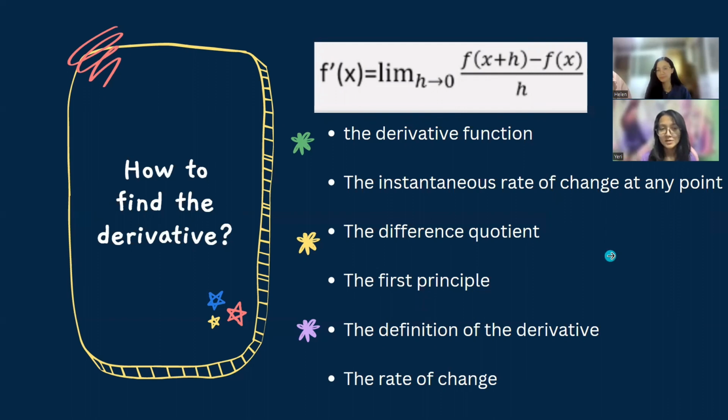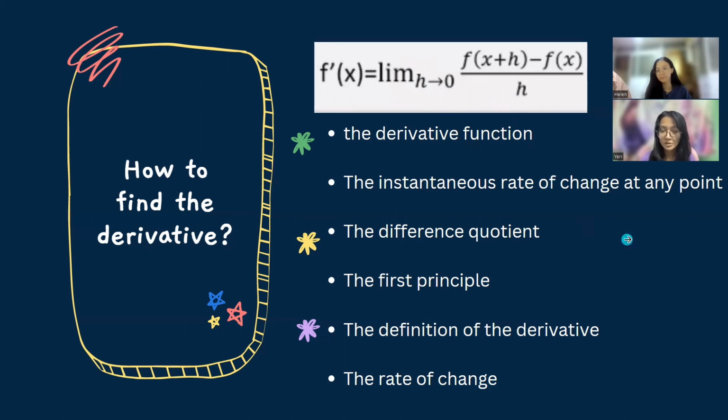Thanks, Helen. So here, how to find the derivative. We can use other strategies to find the derivative of a function. However, we have to be aware that if the question mentions the derivative function, the instantaneous rate of change at any point, the difference quotient, the first principle, the definition of the derivative, or the rate of change, we have to use this formula: f prime x equals the limit as h approaches 0 of f of x plus h minus f of x over h. Here we will move into the main part of our explanation.